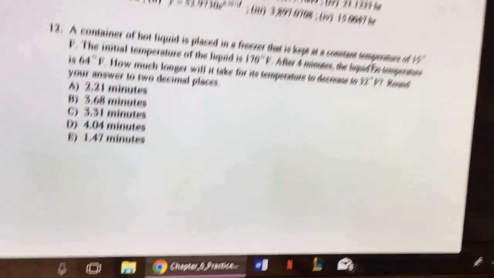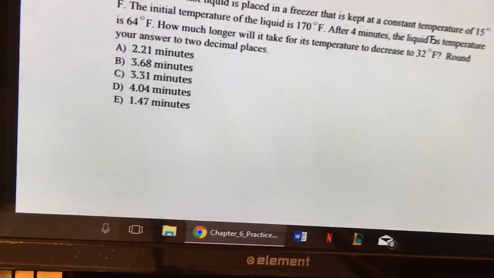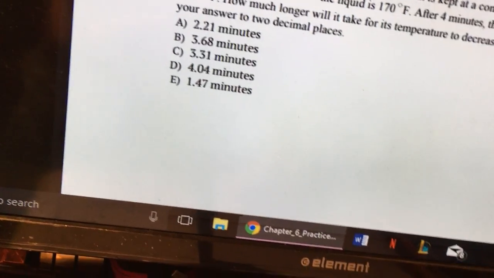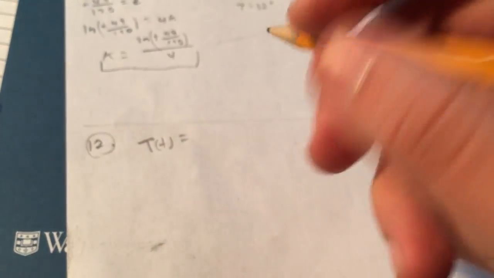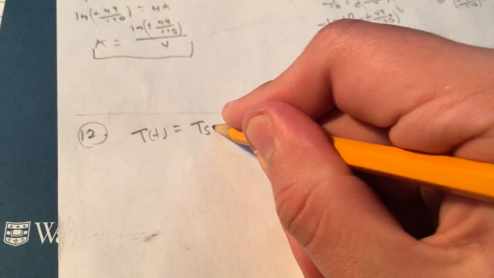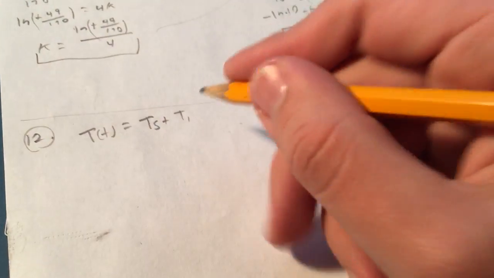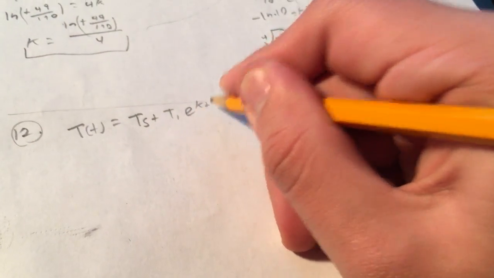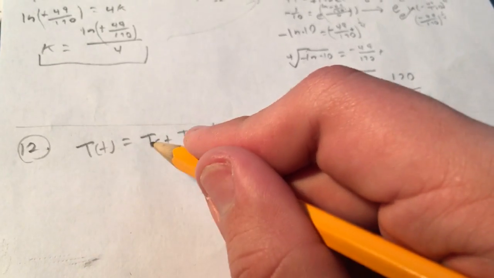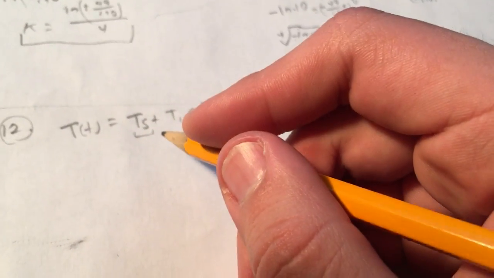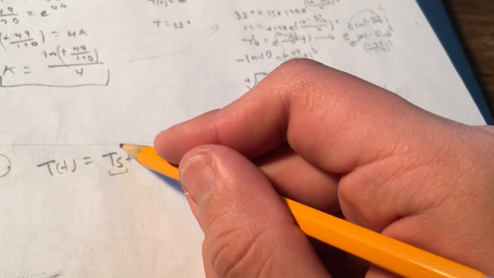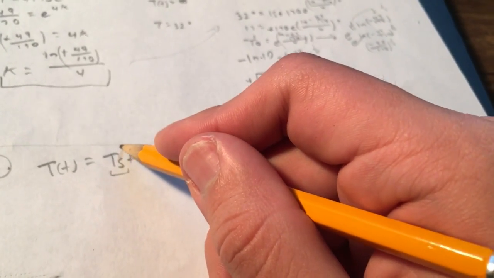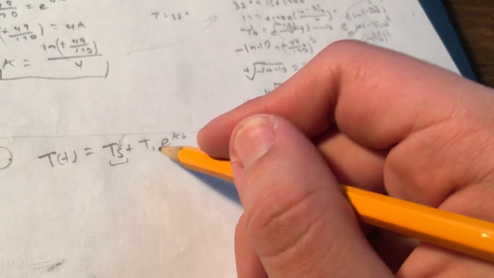Okay, so this is a cooling problem, so we're going to use Newton's law of cooling. Remember that one? It's going to be T equals Ts plus T1 e to the kt. Now, Ts is the temperature of the room you put it in. So this is constant. This never changes. Okay, this is one value and never changes.